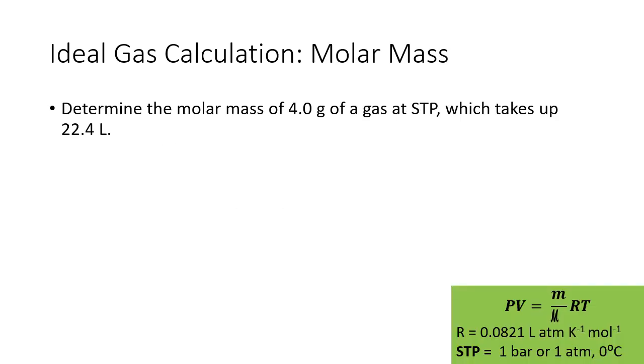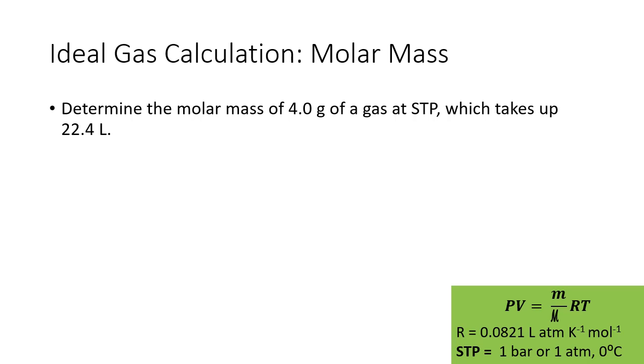Okay, determine the molar mass of 4.0 grams of a gas at STP, which takes up 22.4 liters. So in this case, we have a mass, and we can identify that 22.4 liters at STP is the volume of 1 mole of gas under those conditions. Hopefully we recall that the molar volume of all gases at that temperature is 22.4 liters. Therefore, the mass that we see should be for 1 mole, and the molar mass will be 4 grams per mole. But let's do the math anyway.